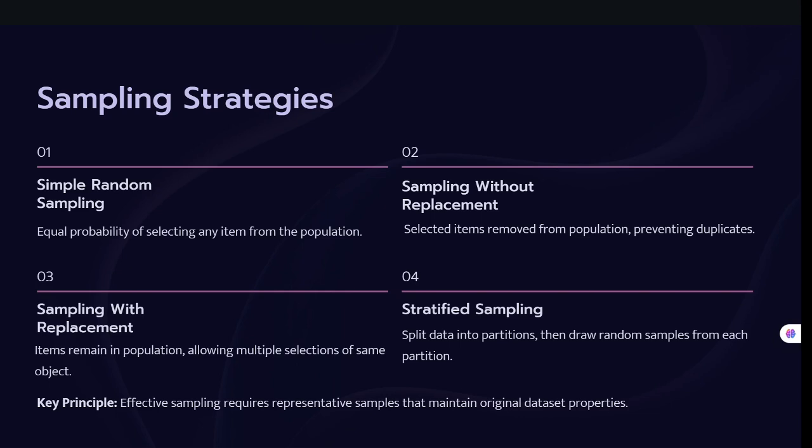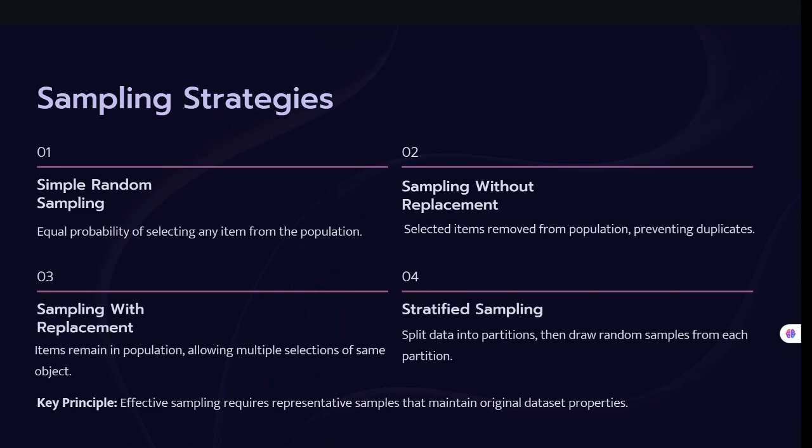So let's talk about sampling. Instead of processing an entire dataset, which can be very expensive, we take a smaller, representative sample. So there are different strategies, such as simple random sampling, which means that every item has an equal chance. Sampling without replacement means selected items are removed from the population, preventing duplication. Sampling with replacement means items remain in the population, allowing multiple selection of the same object.